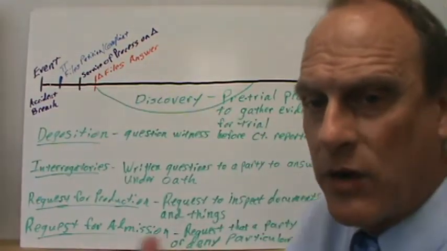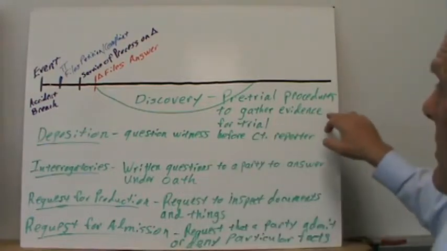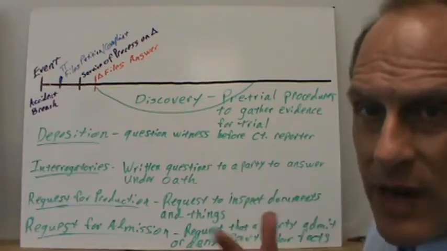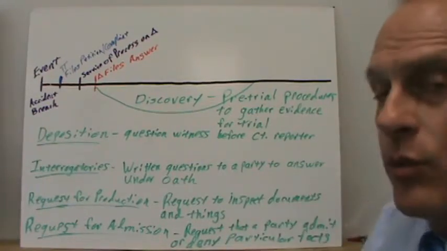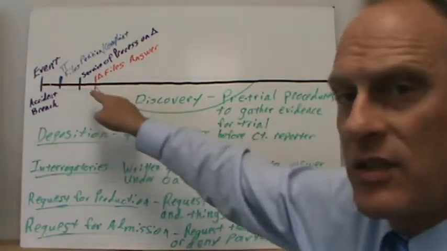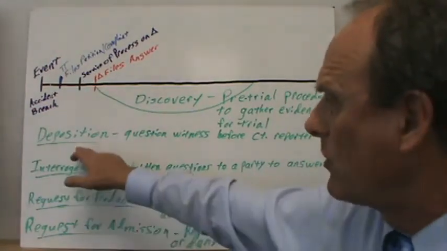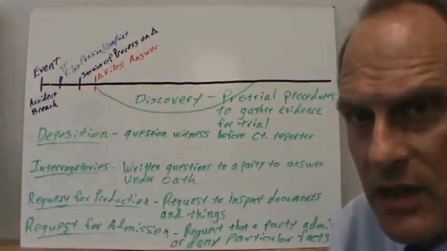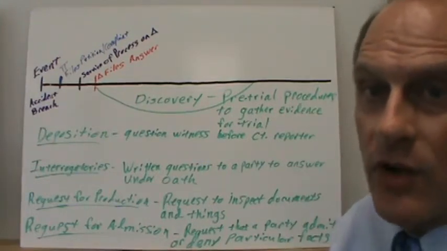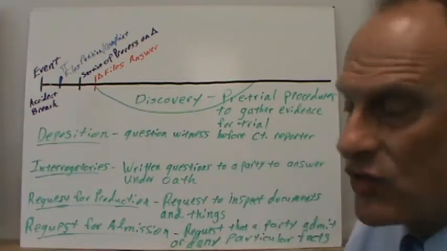Following that, we have this period called discovery, and that's where both parties, through their lawyers, if they have lawyers, gather evidence in preparation for trial. And you can request evidence from the other side. But this period of discovery takes up most of the timeline of a lawsuit. How do we gather this evidence? Well, we take depositions. A deposition is a questioning of a witness under oath in front of a court reporter. The lawyers are present and ask those questions.